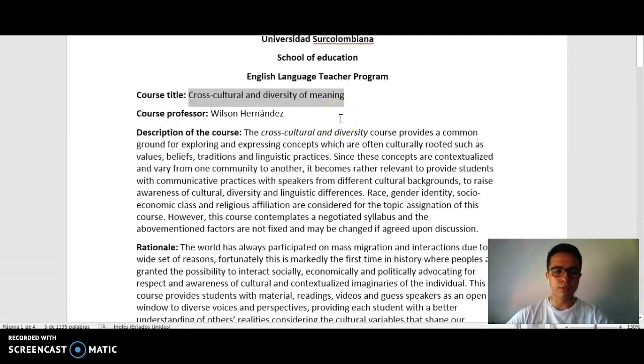I was talking to a professor who attended the symposium, and she was discussing cross-cultural and diversity of meaning, which is a course that she teaches at the university where she works. I didn't have any idea and was not clear about this concept, so I decided to study a bit about it to get acquainted with the constructs.